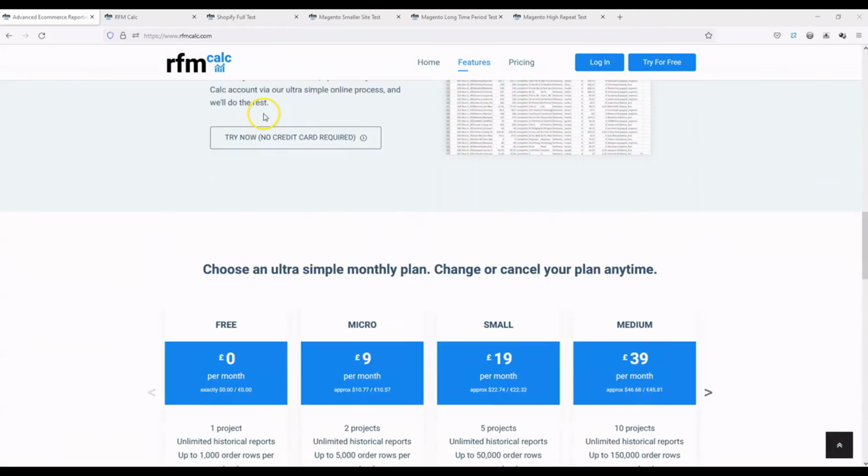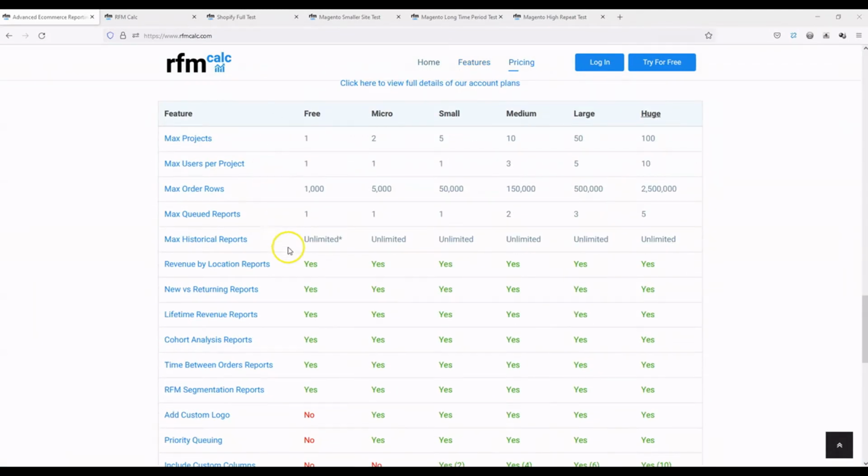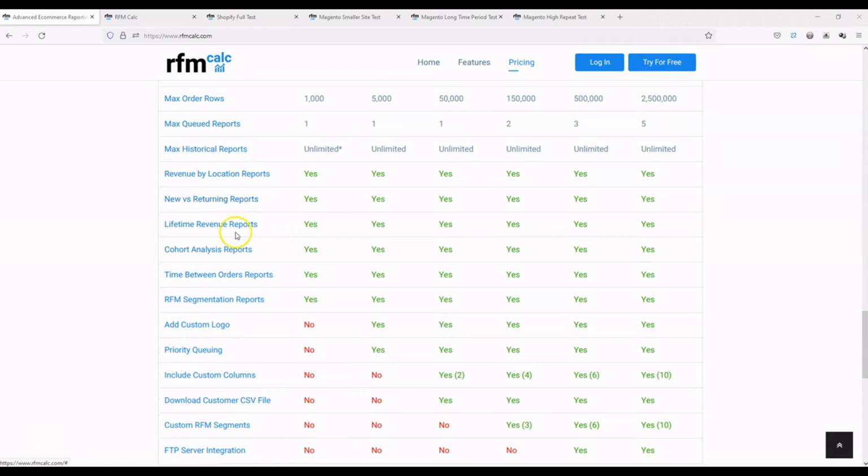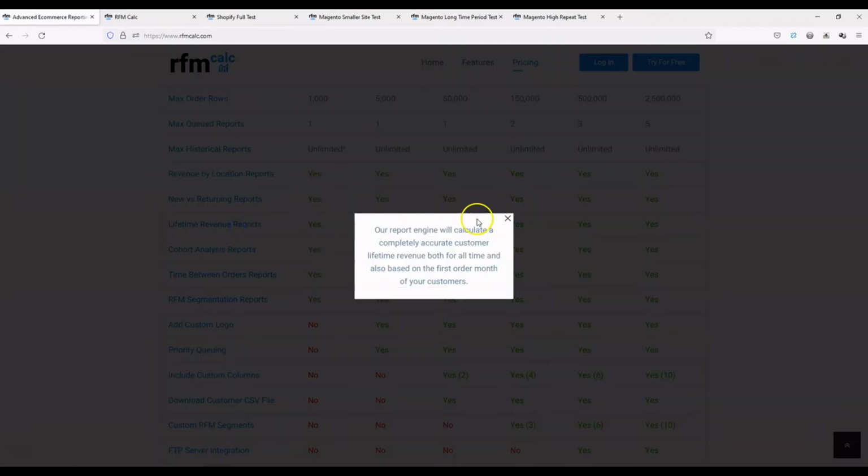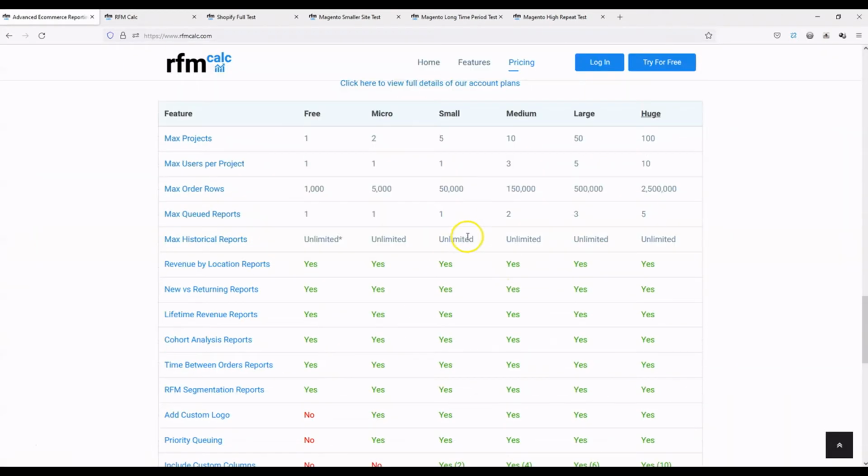So these reports are available on every plan, as you can see down here. So we've got it, where's it gone? There we go, lifetime revenue reports. So this has been a core part of RFM Calc since we initially launched the service, and you can see right from free to our huge plan, these reports are available in the same format on every plan.